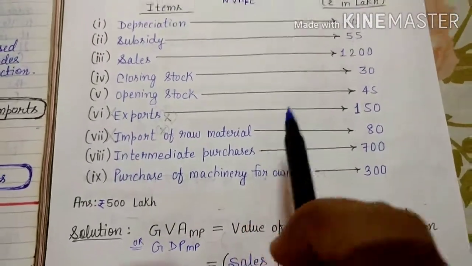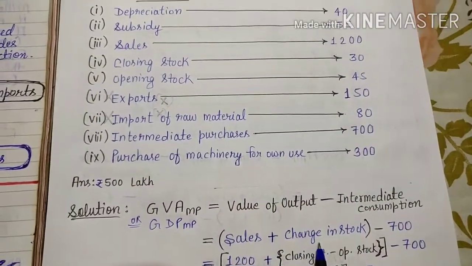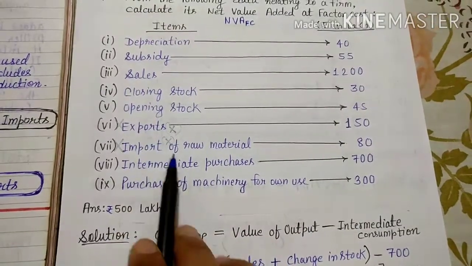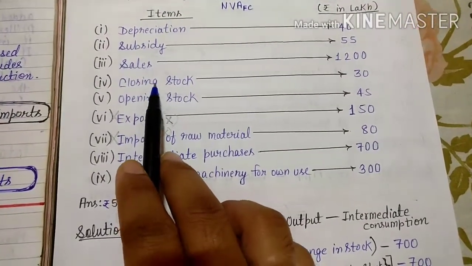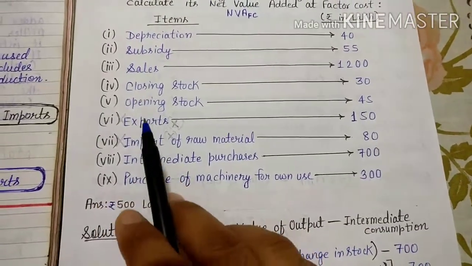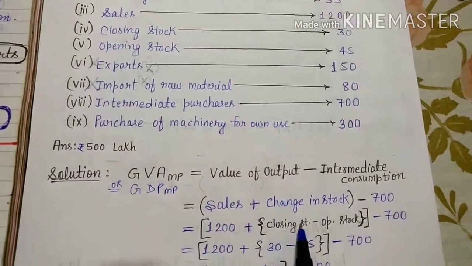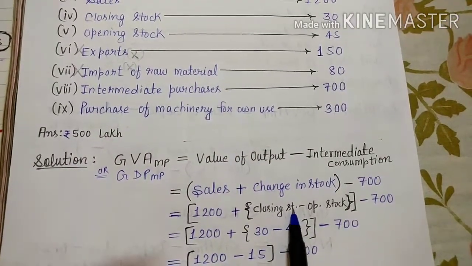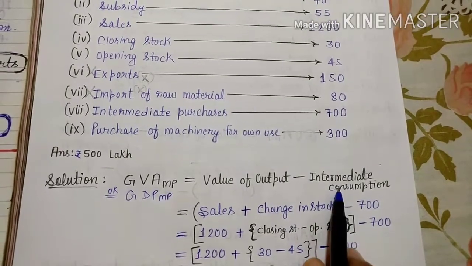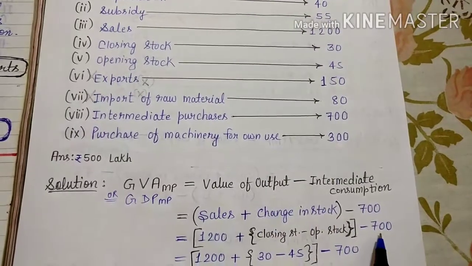Now sales is given how much? Sales is given 1200 lakhs. So we have written 1200. Now change in stock. Is change in stock given here? No, not directly, but they have given the items of change in stock, that is closing stock and opening stock. How will we find out change in stock? By subtracting opening stock from closing stock, which means closing stock minus opening stock. So I have written closing stock in short form, minus opening stock. So we will find out change in stock. Then intermediate consumption was given. Intermediate purchase means consumption only. How much? 700. So we have written 700.